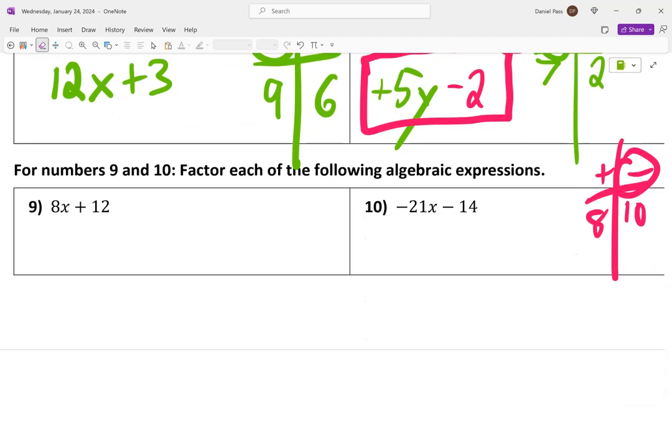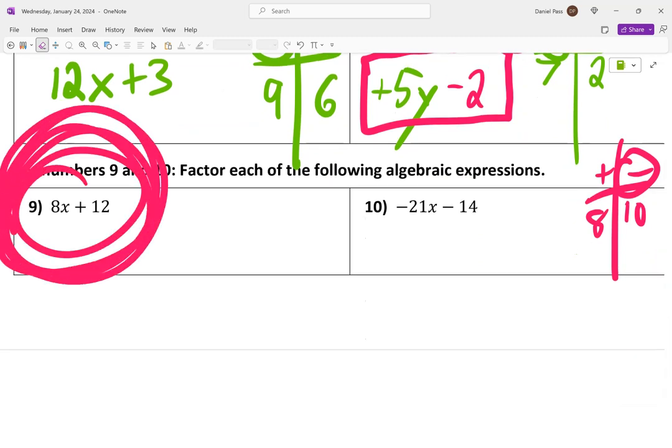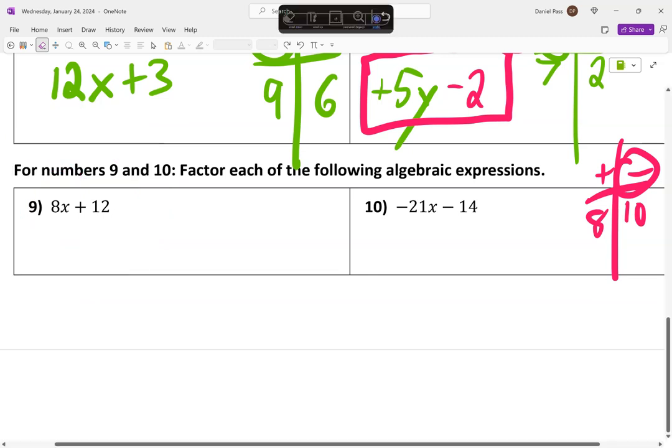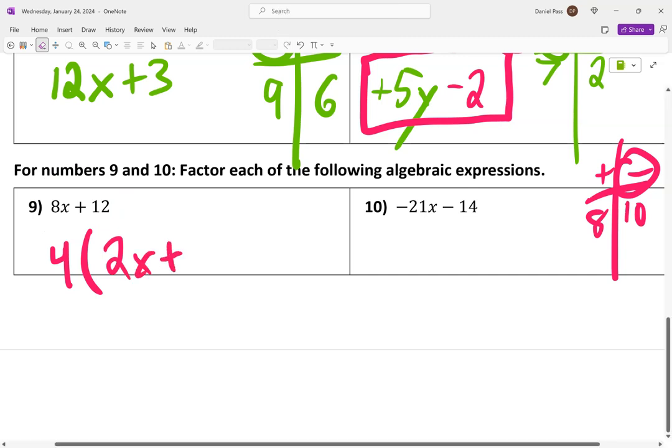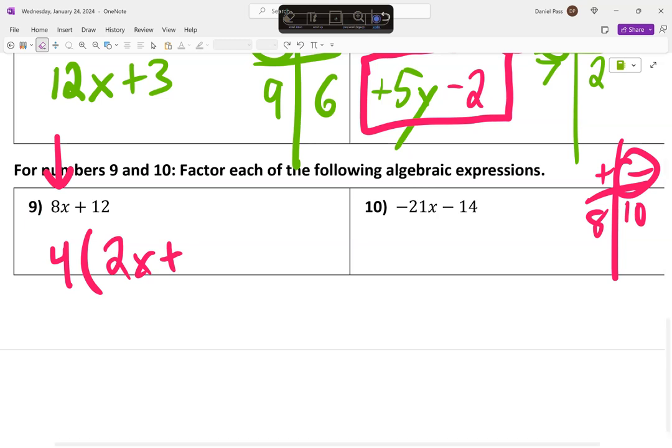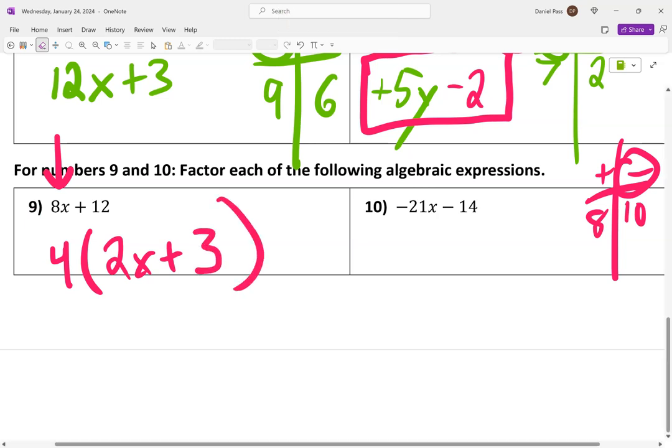So, we're dividing this by what? What can we divide those by? 4. Are you sure? Yes. Not 2, because 2 is not the greatest common factor. All right, 4. 2x plus, if we divide it by 4, what's 12 divided by 4? 3. Okay. So the last one, we're going to divide by what?